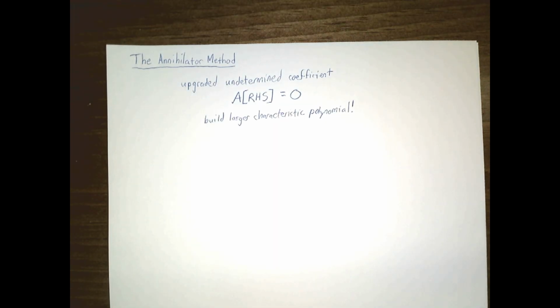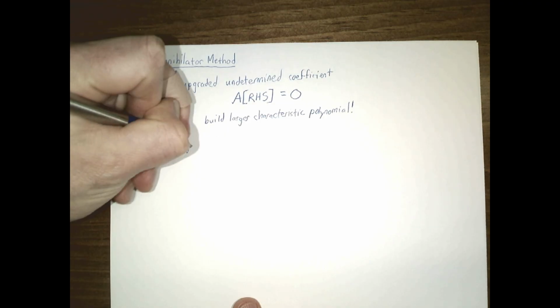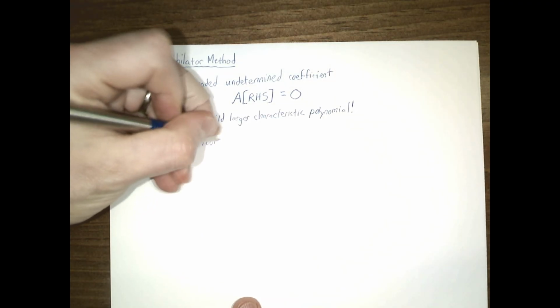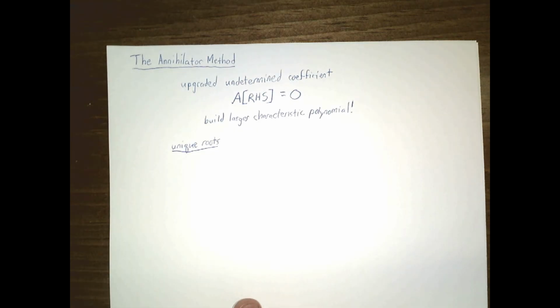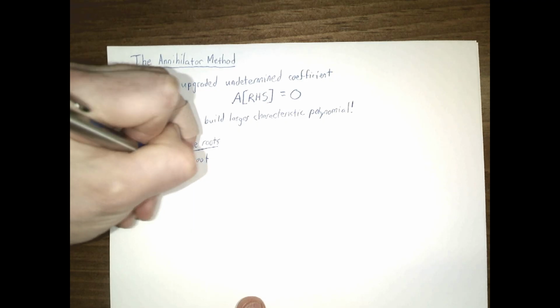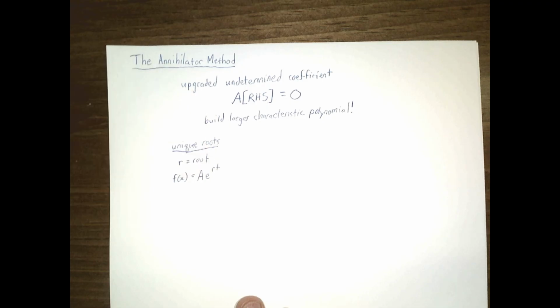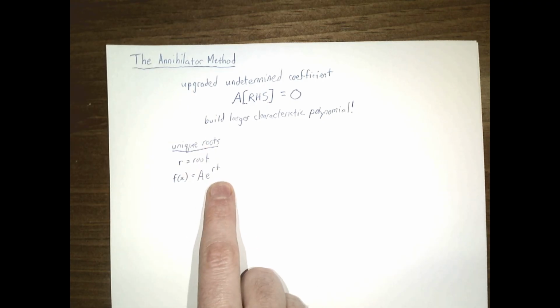So we want to think about characteristic polynomials. When you solve any polynomial, you're finding the roots. It can have kind of three different forms. So you could have unique roots. So all of your roots are different. R equals some value is our root. And the solutions that are associated with this kind of root look something like this. The function is some constant a, e to the r t. We have an exponential form there.